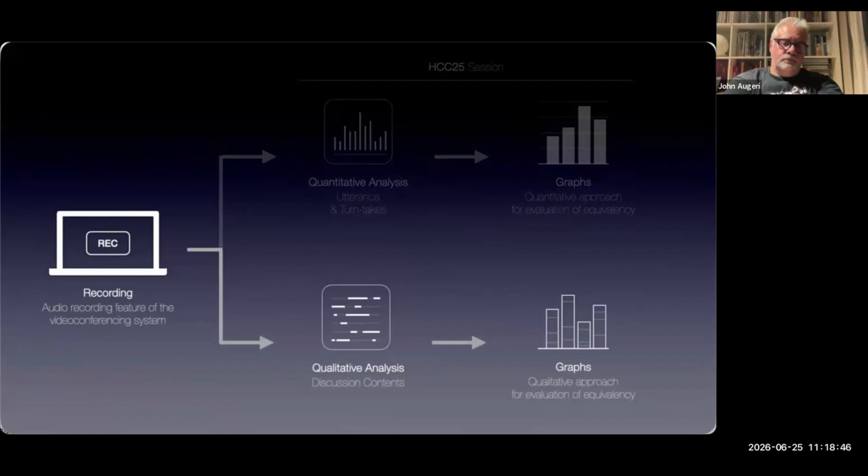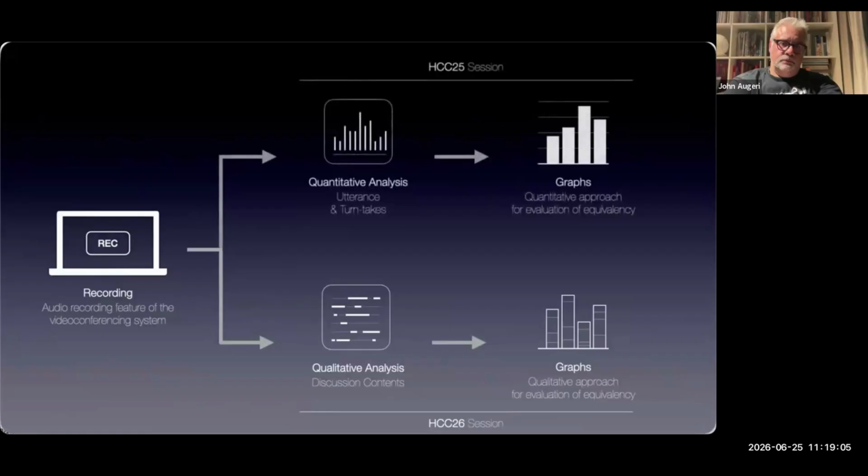So we wanted not only to know how much the people have been talking, but what they were saying, basically. And we have been producing some graphs for the qualitative approach, once again, intending to evaluate the equivalency through this content analysis. So this is what we are discussing this year at HCC'26. But these 2 approaches, of course, are very connected to each other.